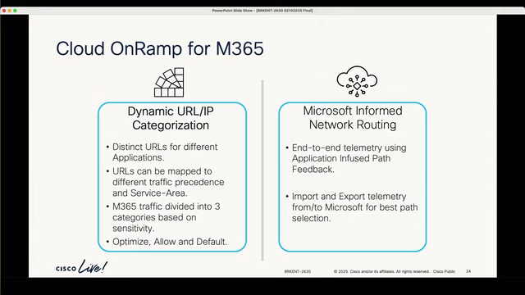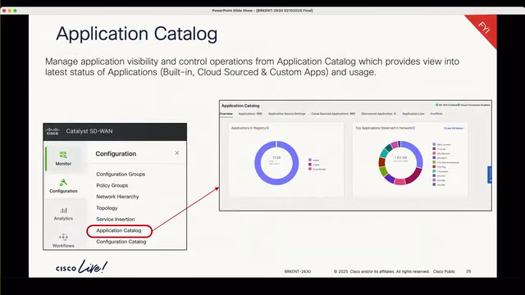The next integration that we've built with Microsoft 365 is the telemetry integration, where we are getting the application score from Microsoft, which is an indication of Microsoft's view on the performance of the application when it is going over the particular path. And then we consider that for the path selection and do the best path selection for Microsoft 365 traffic based on that. We'll look at those things in more detail as we go into subsequent slides.